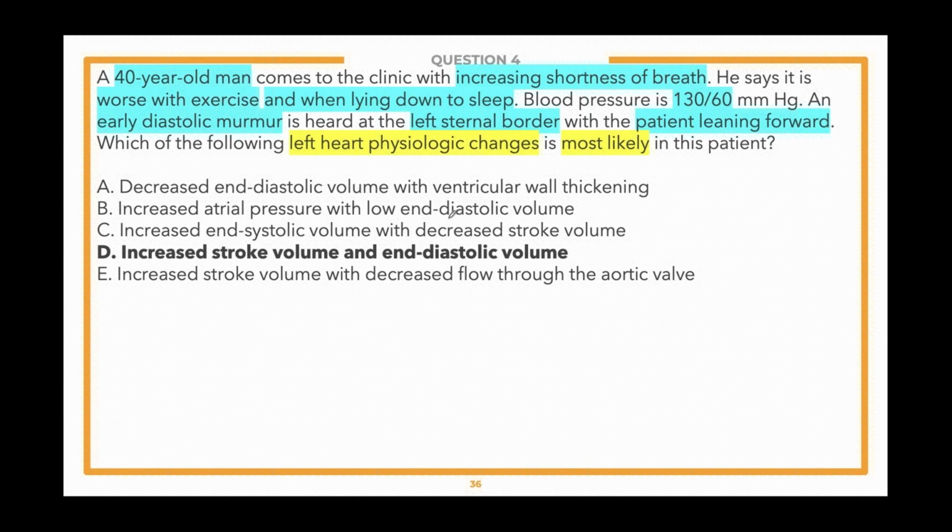On top of that, we see there is a murmur. We see that there is a diastolic murmur, and it's best heard at the left sternal border with the patient leaning forward. So this is an early diastolic murmur. Let's take a look at the next slide.